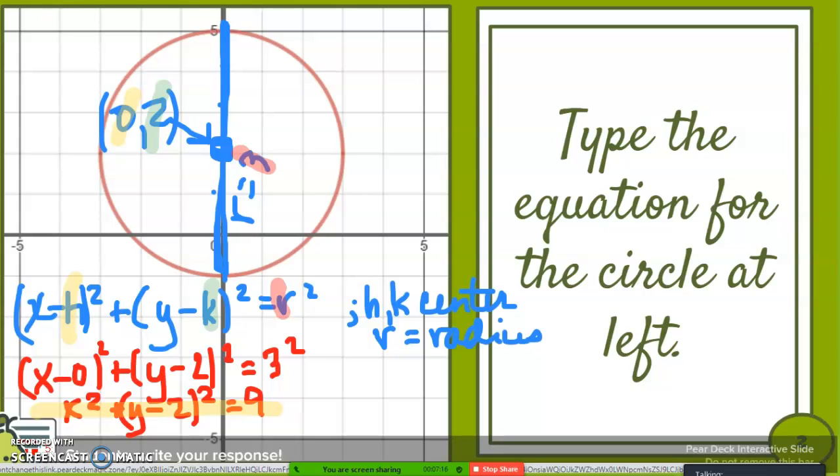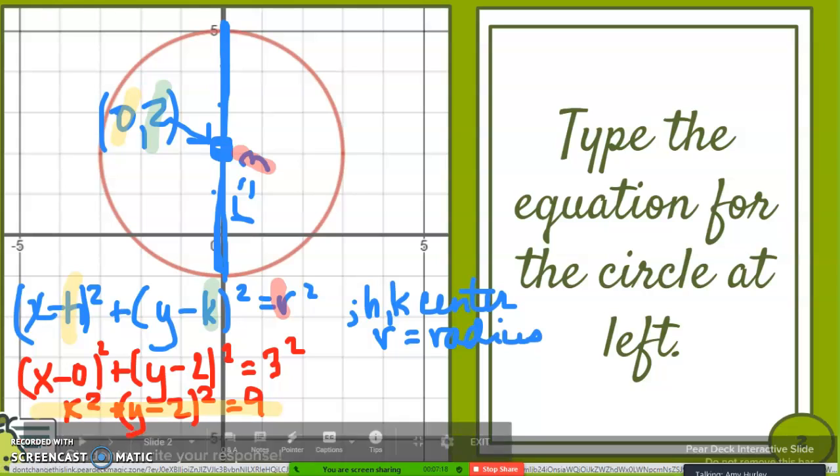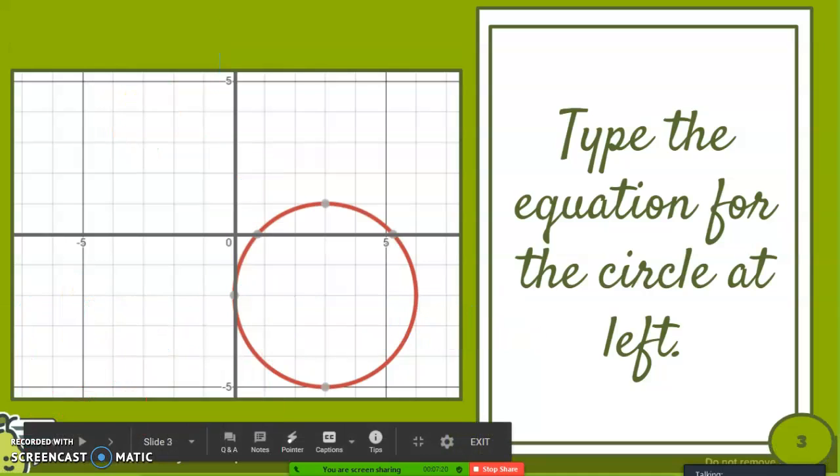I've got a similar problem here for you to try. A circle. Pause the video, give it a try, and then come back and see.